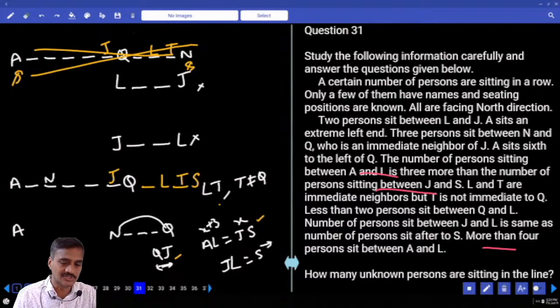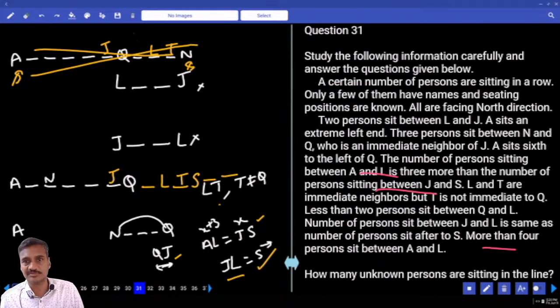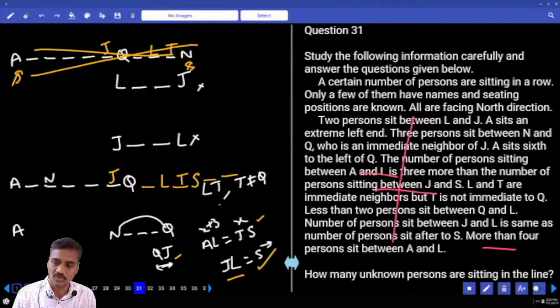Then T and S are adjacent. Then J and L, there are 2 persons to the right hand side of S. Run with this arrangement. చూడండి ఒకేసారి చదివా మొత్తం మళ్ళీ. More than 4 persons between A and L.